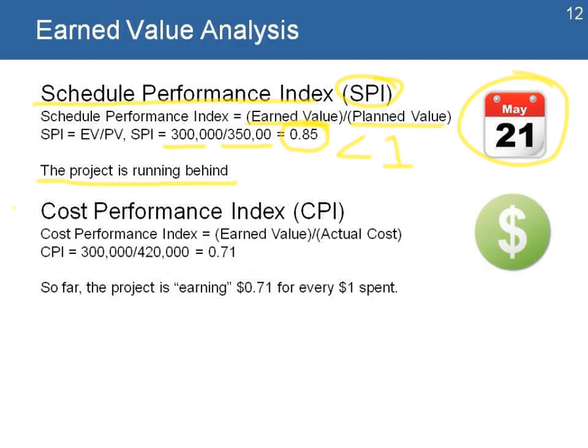The other element is my Cost Performance Index, or CPI, which is earned value divided by actual cost. I look at my example and plug in the numbers, and I get a value of 0.71. Again, in this example, it's less than 1. It means that the project is earning $0.71 for every $1 spent. It looks at the money value. It says that it is costing the project more to deliver each of those health centers, that I'm spending more money for every health center that I have.